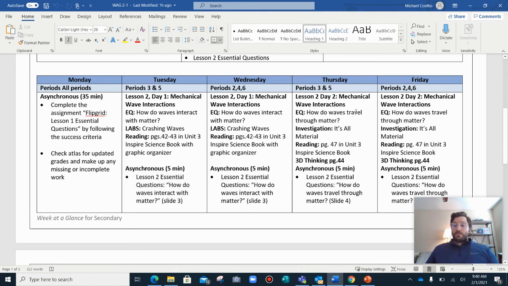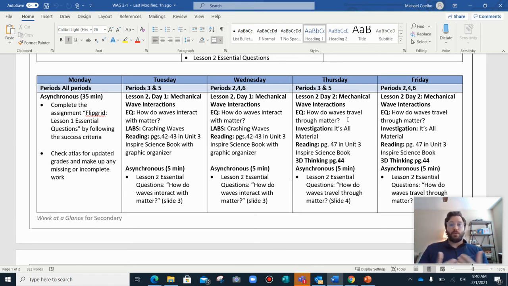Going into Thursday and Friday, how do waves travel through matter? So Tuesday, Wednesday was how do they interact? Meaning how do they bounce off? How do they possibly pass through? Do they get absorbed? Thursday, Friday, how do waves travel through matter? Once again, focusing on sound waves.